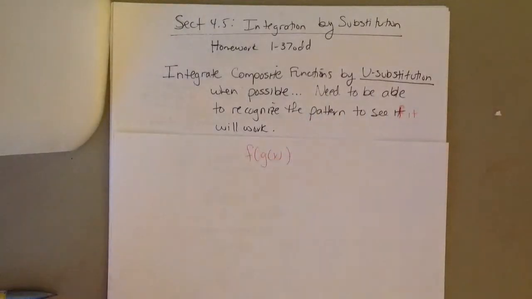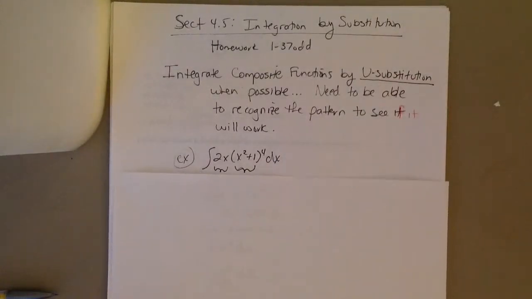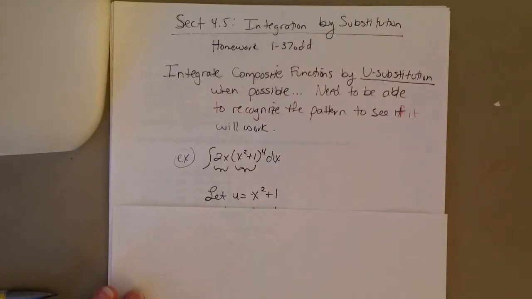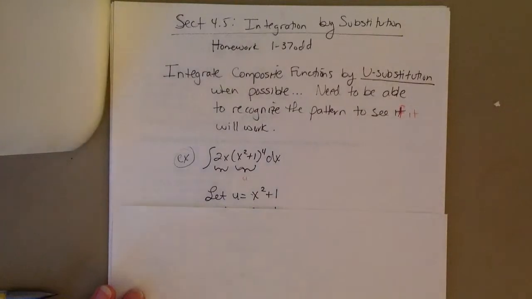Like this, we can use U-substitution. So let's take a look at a couple of examples. Here's an example. We're going to integrate 2x times x squared plus 1 to the 4th power dx. As I work through this problem, you'll start to see what pattern I'm talking about. So we're going to use a U substitution. We're going to let u equal this x squared plus 1.